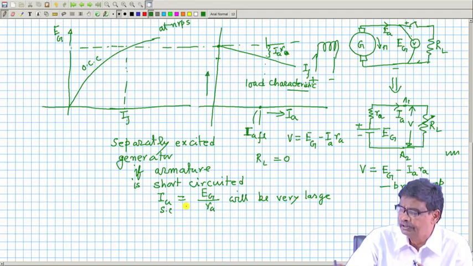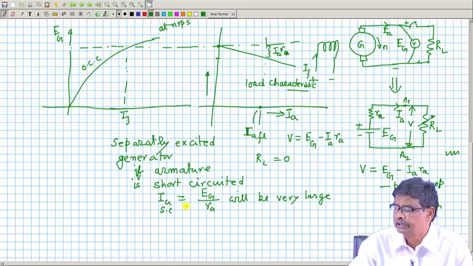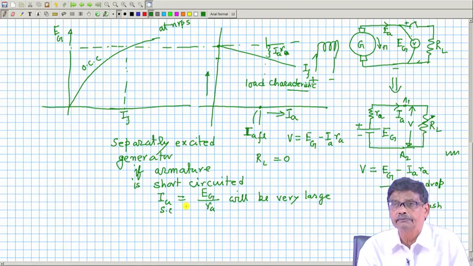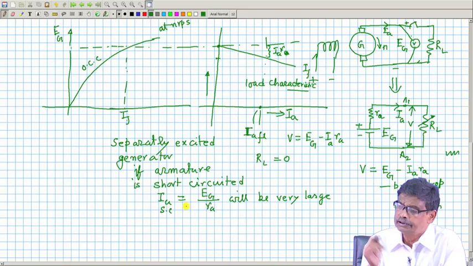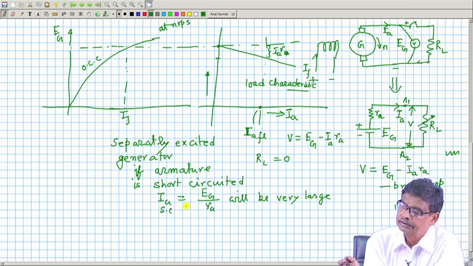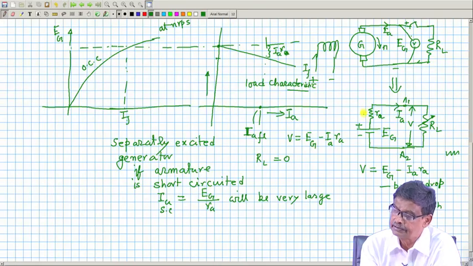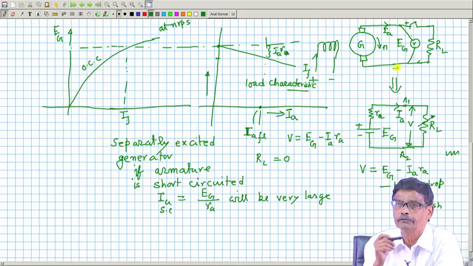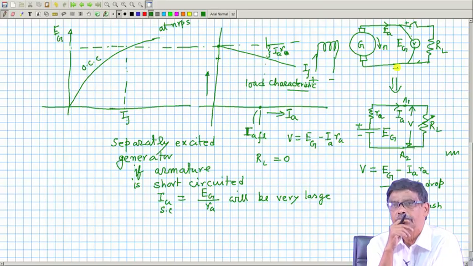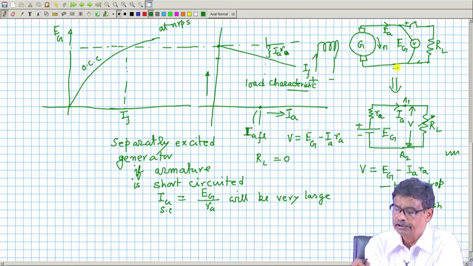So, okay, this is nice, DC generator regulation will be better. I will discuss at length, apart from this armature resistance drop, how to get the terminal voltage. Because of armature reaction, there will be an extra voltage drop, which I will discuss in the next class. Thank you.